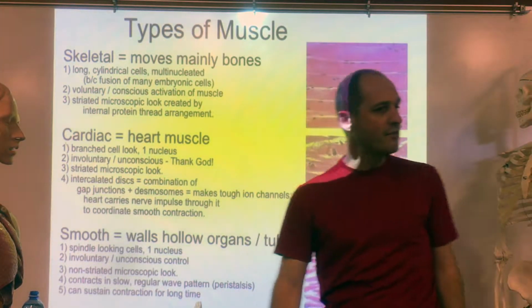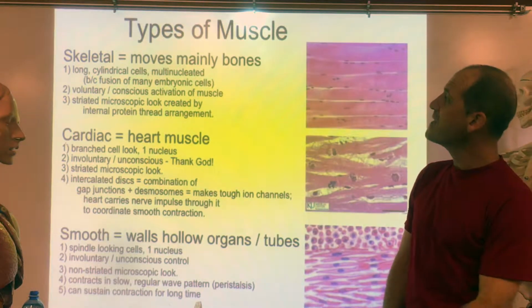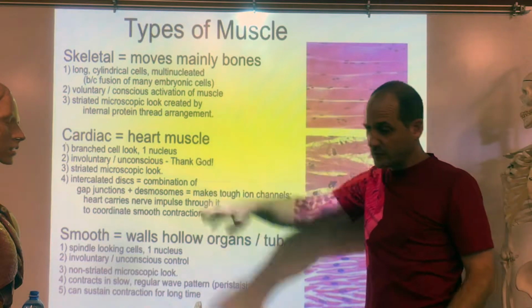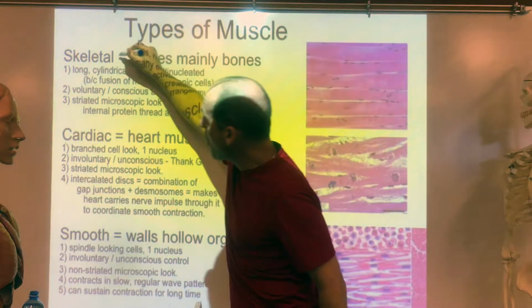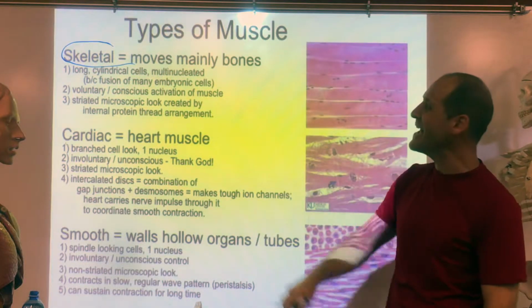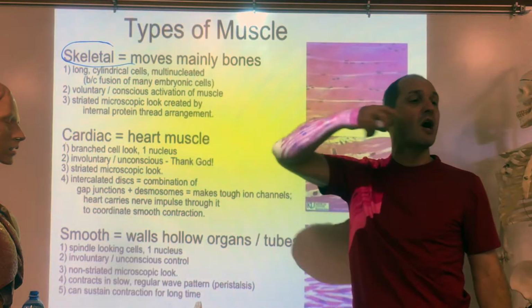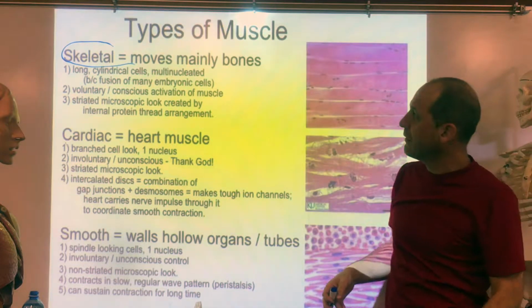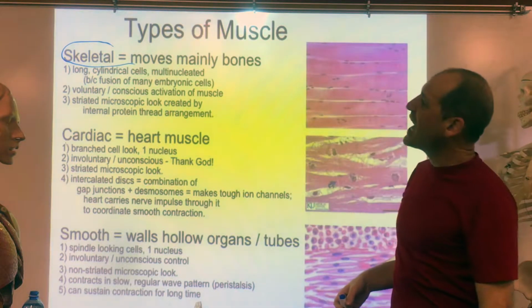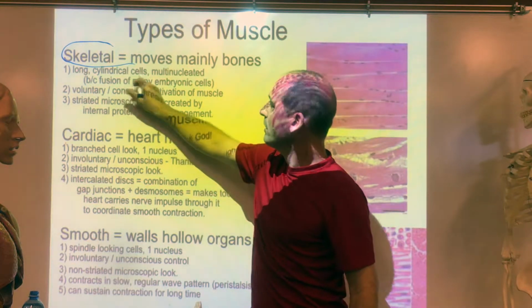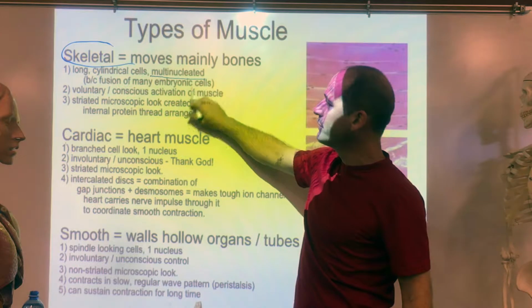I talked about the three types of muscle briefly. We got skeletal muscle, type 1. That's the one we're really going to talk about mostly. That mostly moves bones. I say most or mainly because we got some of the facial ones that also move the skin around. When we look at those cells, they're long, cylindrical, they're multinucleated.